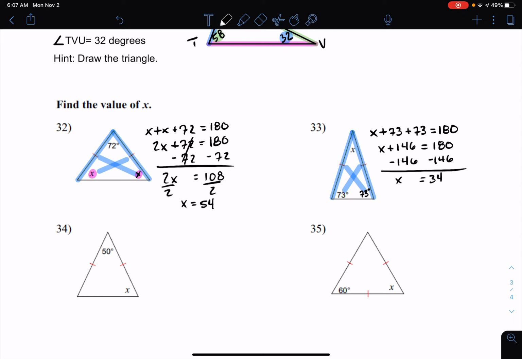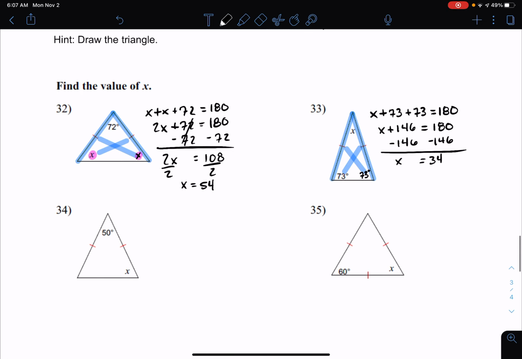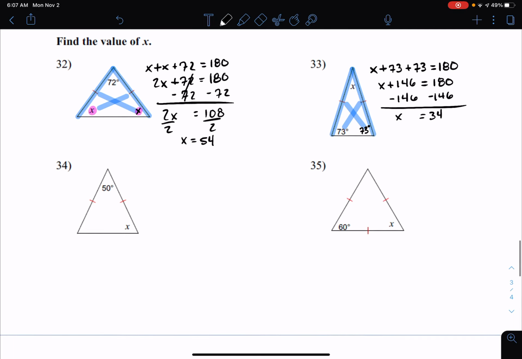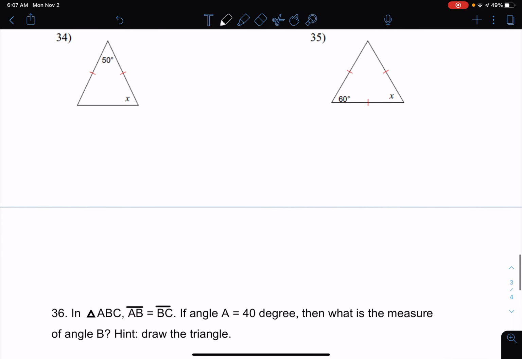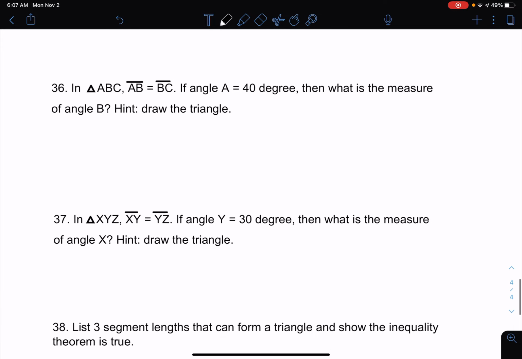X is equal to 34. And you're all done with that one. That's it. All you got to do is solve for x on those. All right, I believe you guys can do number 34, because 34 is the same as 32, and 35 is a little bit trickier, but we have done one like that. So I'll let you guys take a stab at that one.